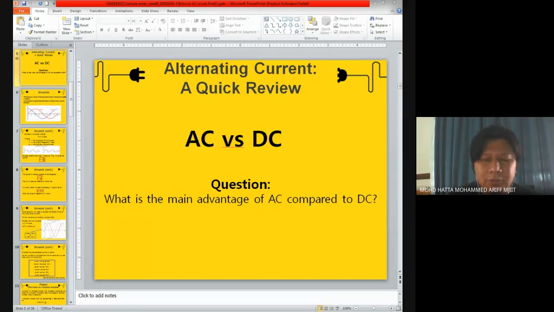and the transmission loss will be reduced as well, because we know that transmission loss is related to the equation I squared R. So you need to boost your voltage in order to reduce the current you are transmitting. Later at the other end, you use a transformer to step down your voltage and get the current that you need. So that's, I think, the advantage.